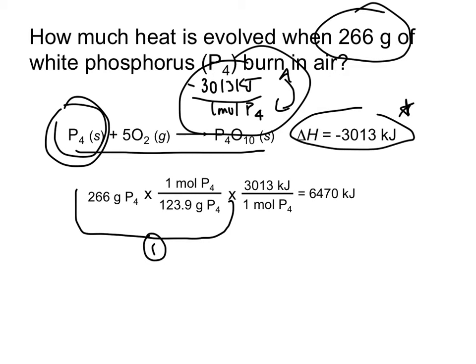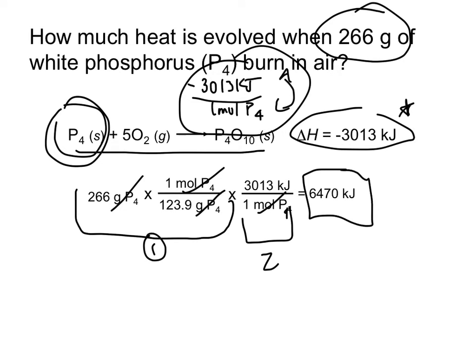Okay, and then in order to go from moles of P4 into kilojoules, I'm going to use the conversion factor that I established from the thermochemical equation, which is this one right here. So 266 grams of P4 times 1 mole divided by 123.9 grams of P4 times 3013 kilojoules divided by 1 mole of P4. Okay, that's going to give me 6,470. Now, if I do a unit evaluation, grams of P4 and grams of P4 cancel, moles of P4 and moles of P4 cancel, and kilojoules are what we have left over.